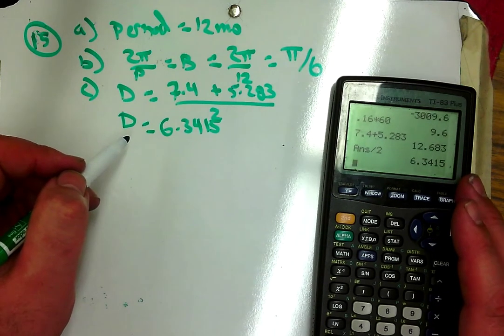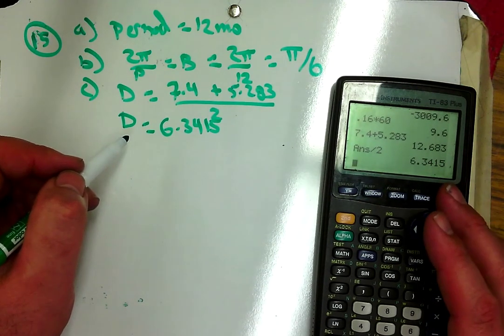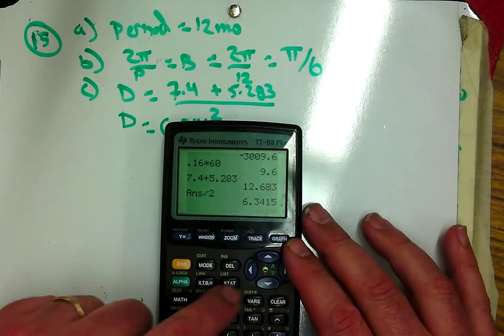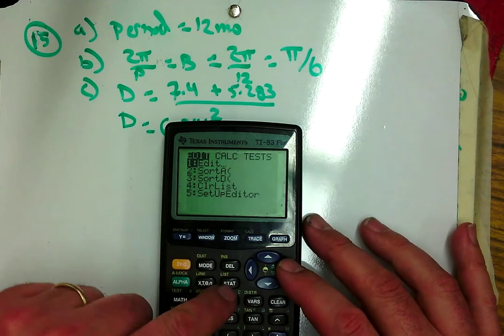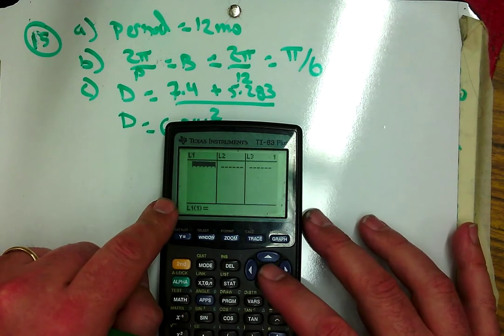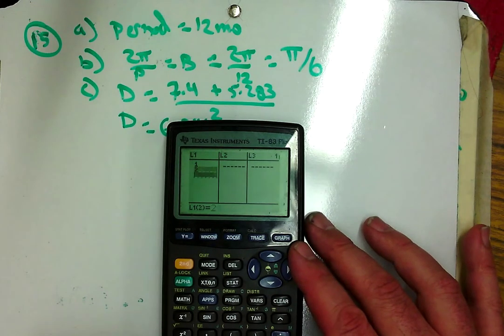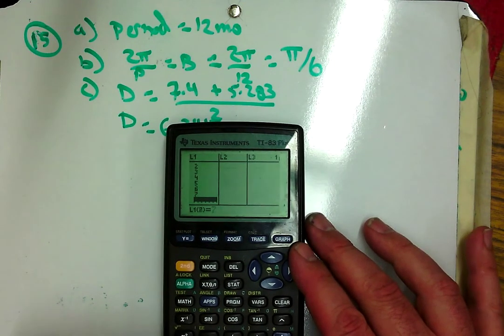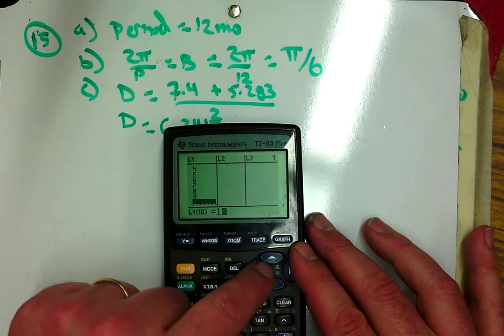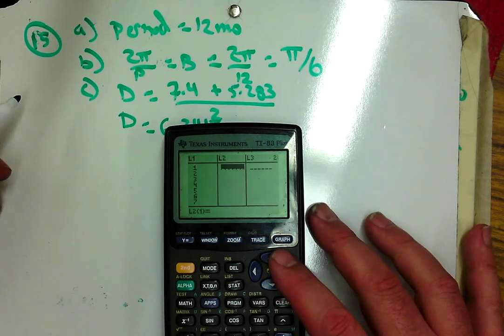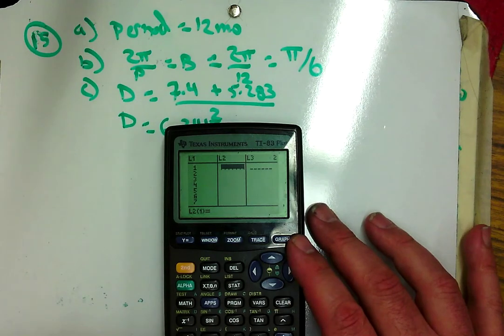Good. And write a tweaked model for sunrise as a function of time. Okay, so I got to type this data in. Stat is the button I press to get here. Edit, L1. All of these are months, so January 1, 2, 3, 4, 5, 6, 7, 8, 9, 10, 11, 12, and we actually go a 13th month. Okay, and then what about our sunrise times?